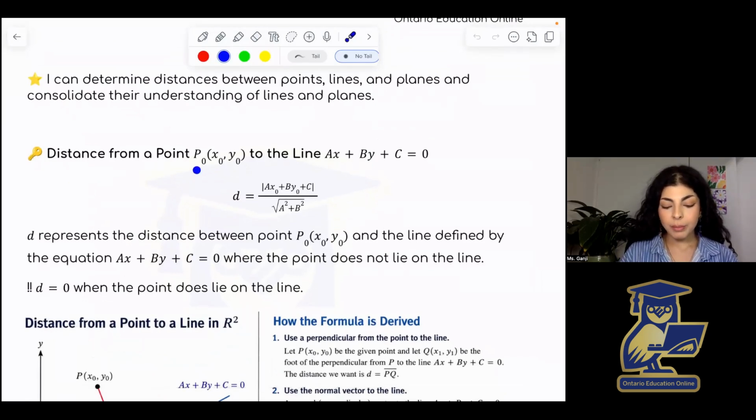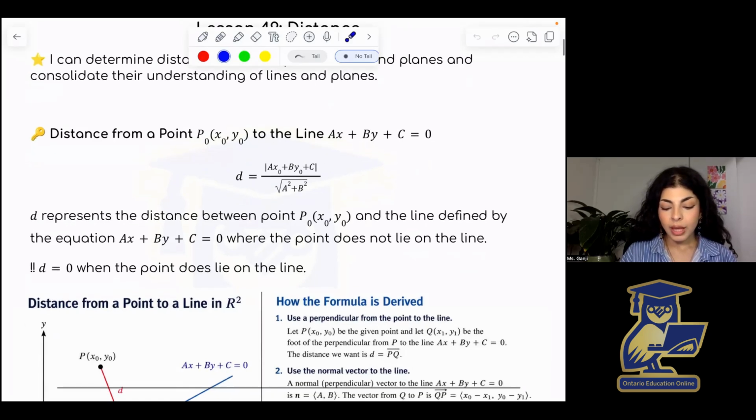So we have point P0, which is given to us. So x0 and y0 are known, and the line in Cartesian form, ax plus by plus c is equal to 0. And the distance, which is d, is given by this equation here. So here we just have a times x0 plus b times y0 plus c, and we're taking the absolute value here and dividing this by the square root of a squared plus b squared.